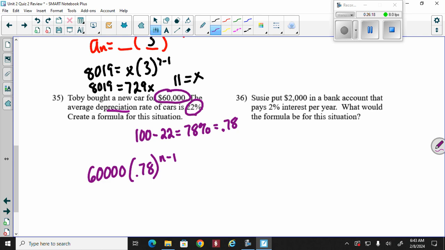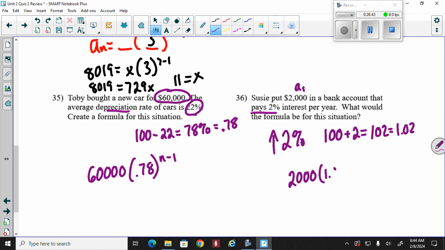Super easy. The only concept that we're working on right now is making sure you know how to convert your percentages. So Susie put 2,000 in the bank. That's what the problem started with. That's your A of 1. And it says that the bank pays, which means you're increasing by 2%. So if you remember from the previous day, if you're ever increasing by 2%, you're going to add it to 100 and then convert to 1.02. So it's going to be 2,000, parenthesis 1.02 to the n minus 1 power.